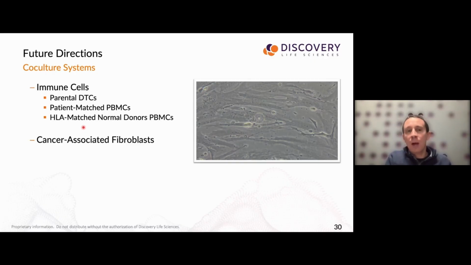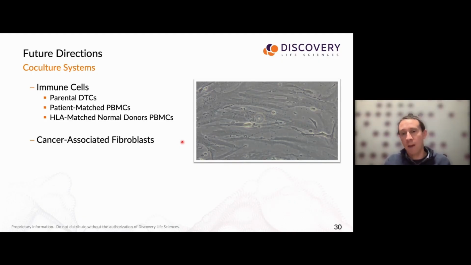The other cell type that we're focusing on is cancer-associated fibroblasts. These luckily are a little easier system to work with in vitro. If you take a parental DTC and essentially just let it lay down on a plate, fibroblasts will naturally just grow out. That's an example of what you can observe here on the right. And the nice thing about these fibroblasts is they're pretty robust.